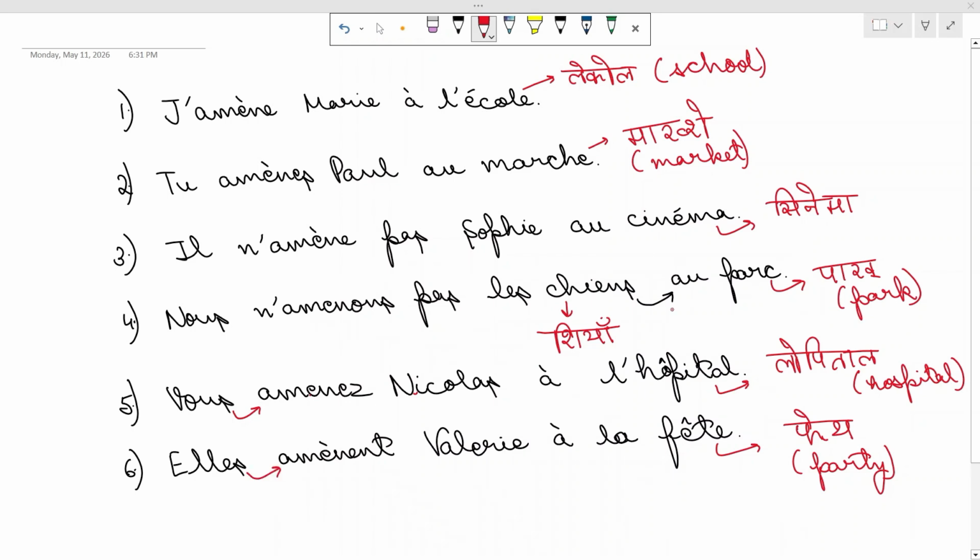So this is all for today. These are the sentences which I wanted to discuss with you for the purpose of making you understand how to use the verb amener in the formation of the sentence.